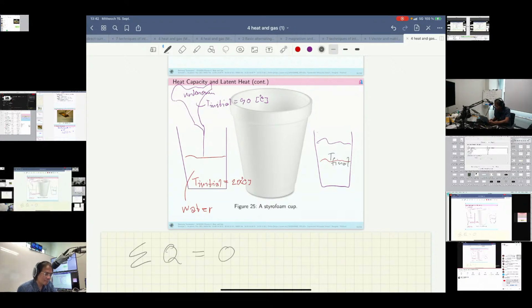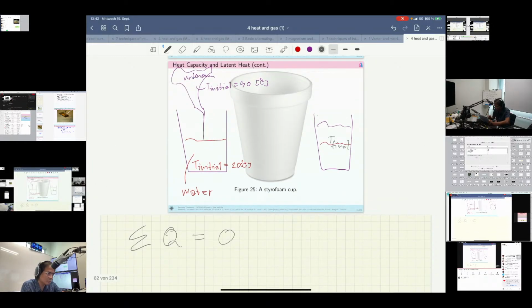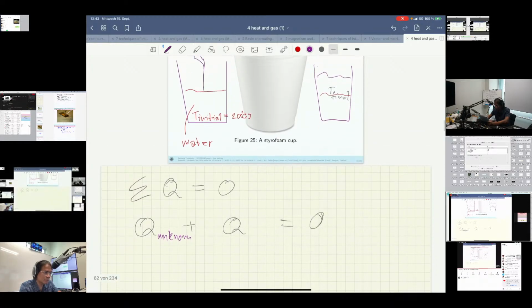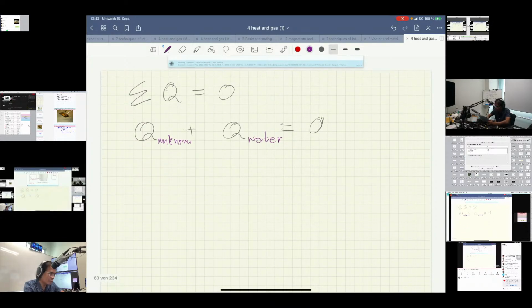In this system, the summation of Q remains 0, so we have two heats happening in this system: the first heat and the second heat. The first Q is going to be Q unknown, and the second one is the heat of the water. And as you know, Q unknown.